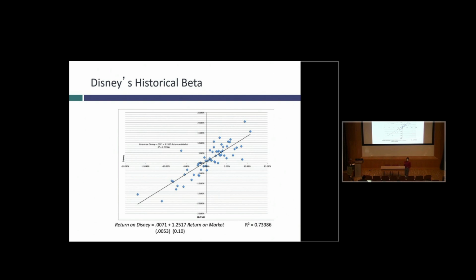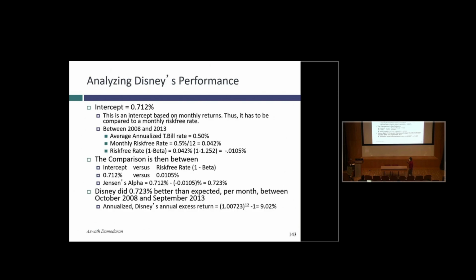Now let's talk about what this regression output tells us about Disney as a company. Let's start with the intercept. The intercept was 0.712%. Everything was run in percent, so the intercept is in percent. It said 0.0071, but in percentage terms, that's 0.712%. Is that good? Is that bad? Well, I can't pass judgment until I come up with a comparison.